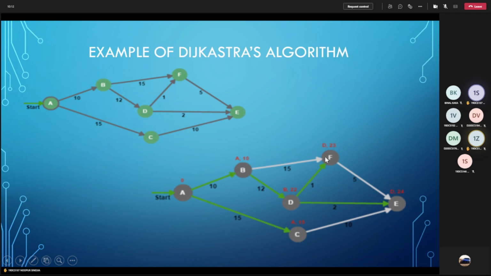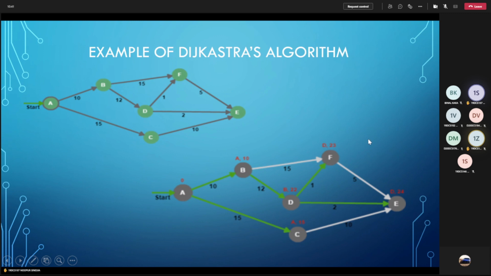So we'll visit F. That will cost 23, and D will cost 22. So we'll go with D. Now D has two neighbors, F and E, where F is a destination vertex. So it will see how much it costs from D to E and then to F. From D to E only it will cost 24, so it will prefer to go D to F directly, which costs 23.